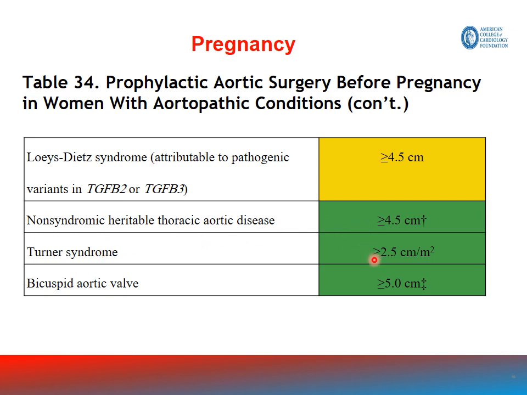Turner syndrome, 2.5 cm per meter square or more. Bicuspid aortic valve, 5 cm or more.